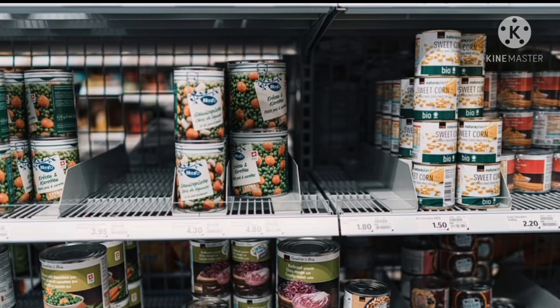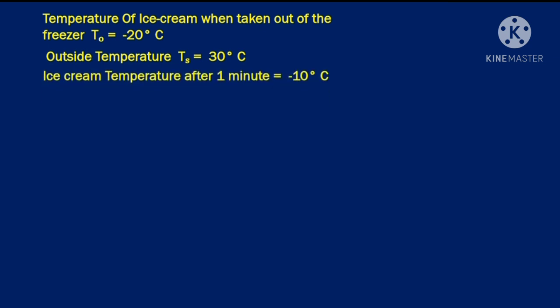Now let's see how this law works for an ice cream. The temperature of an ice cream when taken out of the freezer, supposing, is minus 20 degrees Celsius and the outside temperature is 30 degrees Celsius. Now, after 1 minute, it's been noted that the ice cream temperature has increased to minus 10 degrees Celsius. You need to find out what is the temperature of the ice cream after 5 minutes.